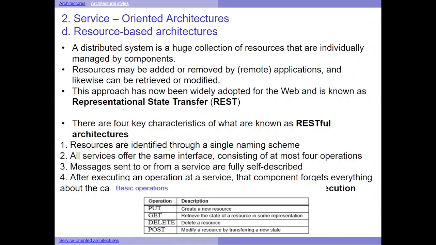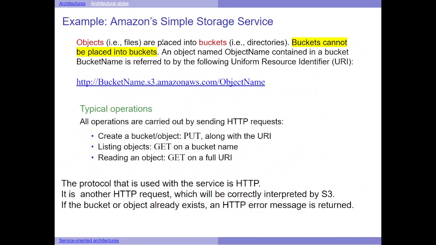A distributed system is a huge collection of resources that are individually managed by components. Resources may be added or removed remotely. So we can add or remove, so there are different operations. If you have done web development, you will know that those are put, get, delete, and post. These are the four, and others are also there, but we are just taking the main ones: put, get, delete, and post. So Amazon's Simple Storage Service is one example. Buckets, if you know buckets, it's a way of Amazon. This is an example of Amazon Web Services, AWS. Okay.